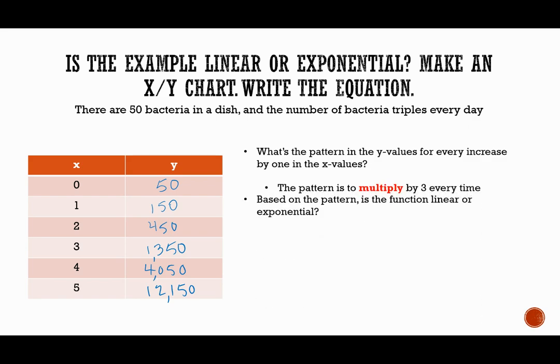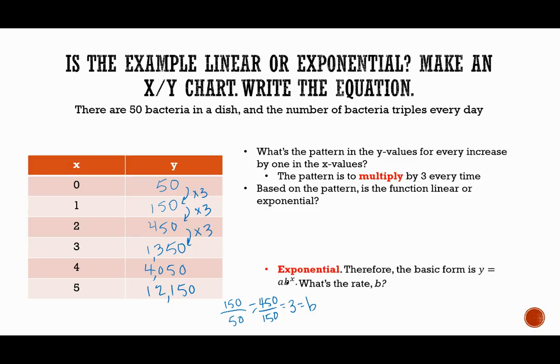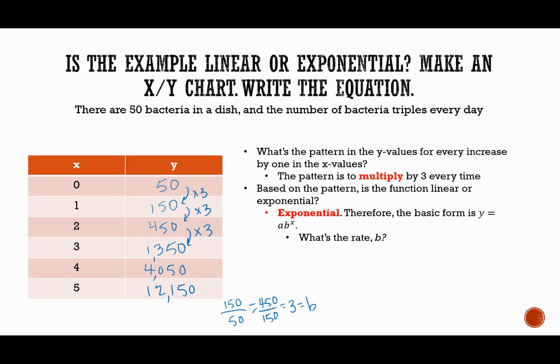Hopefully you determined that we are multiplying by 3 every time. When I divide 150 by 50 and 450 by 150, they equal the same number, 3. So that's my common ratio. I'm multiplying by 3 to get from one value to the next. So if I'm multiplying, I have an exponential function.